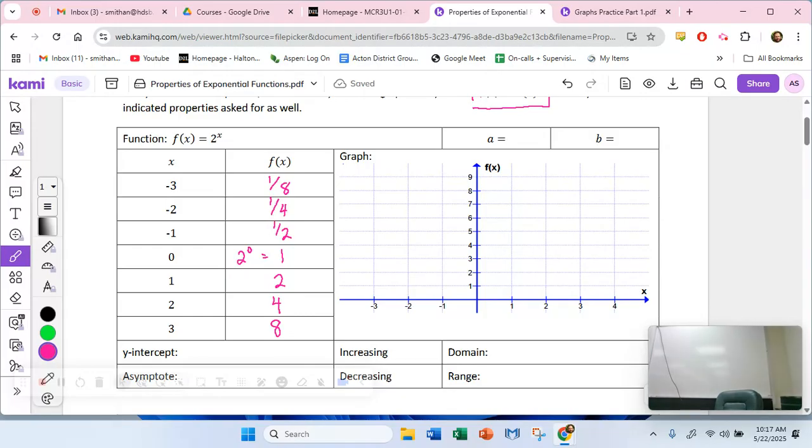Let's plot these points and see what we get. We're going to start talking about properties of the graph we get. So do the best you can with these smaller values. Those are pretty close to 0. But 1 over 8 is not 0. It's like 0.125. So teeny tiny bit above the x-axis there. And then 0.25 is like a quarter of a tick.